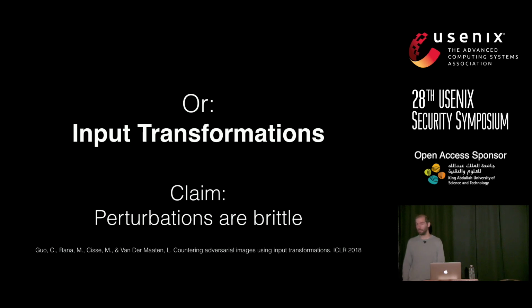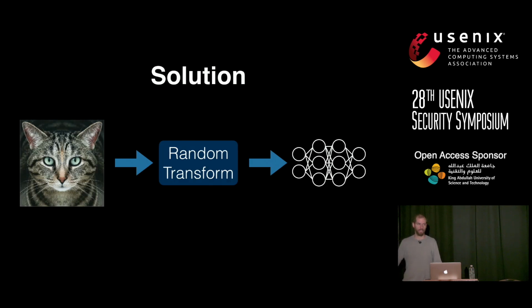So the claim here is that perturbations are in some sense brittle. And so what I can do is I can take my image, I can pre-process it by some kind of random transformation, and then feed it into the neural network, and then maybe by doing this, I can get an adversarial example become classified correctly because it's been modified in some way. Now you have to make sure you don't add too much noise that regular images are misclassified, but you want to add enough noise so that adversarial examples are no longer classified correctly.